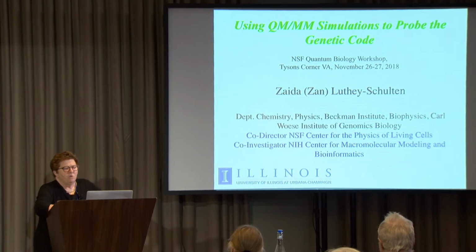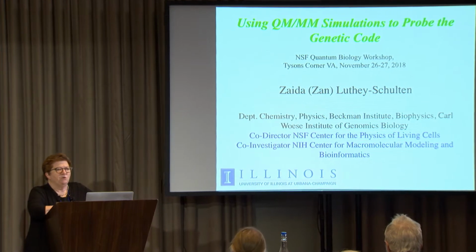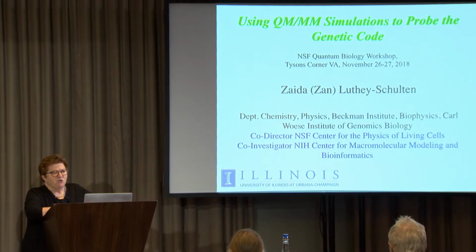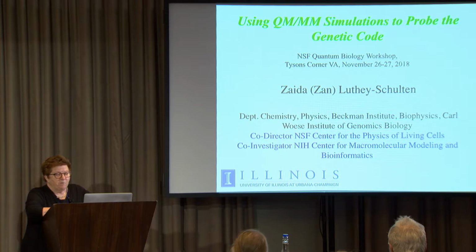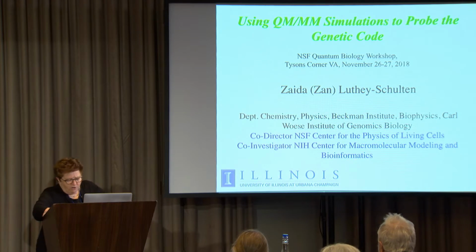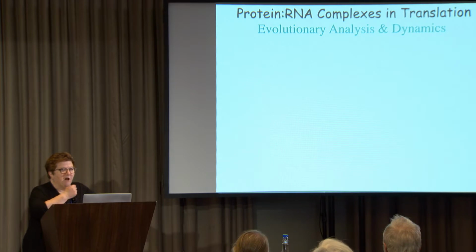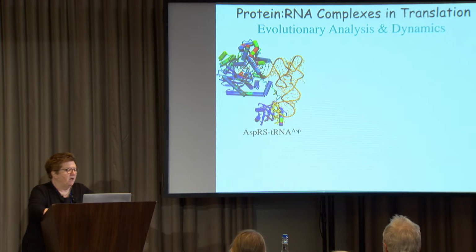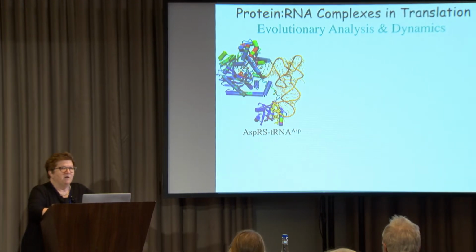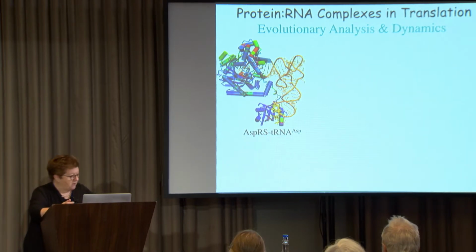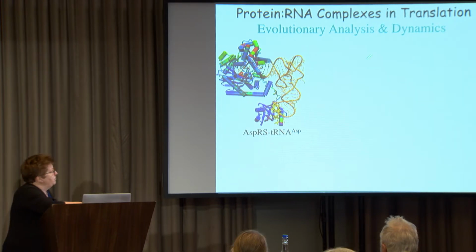What I'm going to present to you is some work that we published in Nature Methods in the spring. We looked at a particular reaction, the one that sets the genetic code in all organisms. Let me first review very quickly the protein-RNA complexes that are in translation. There are these synthetases. This one is the one for aspartic acid. It's supposed to recognize the tRNA for aspartic acid, so it's recognizing it at the anticodon region here.